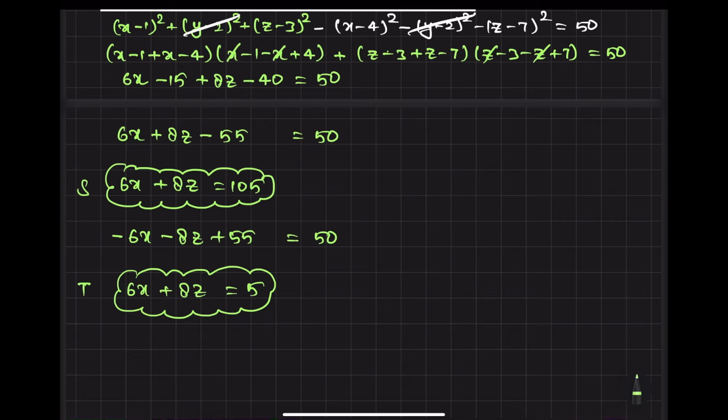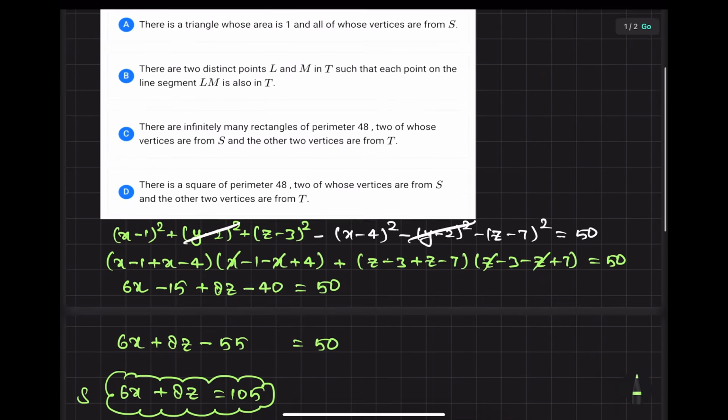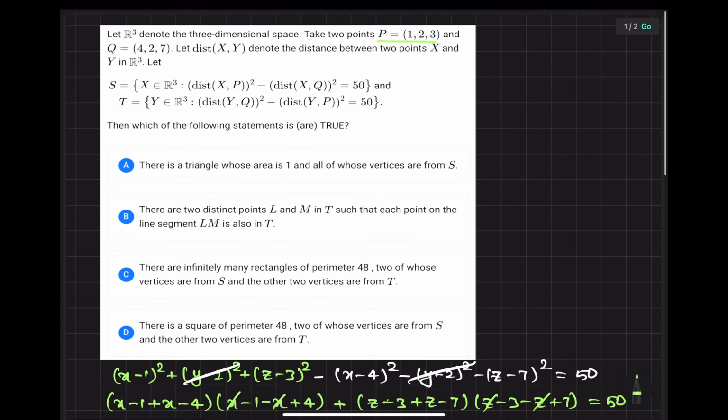So suppose that these two planes are parallel. Okay, we will talk later. Now look at this. You know that S and T are planes. Now there is a triangle whose area is 1 and all of whose vertices are from S.